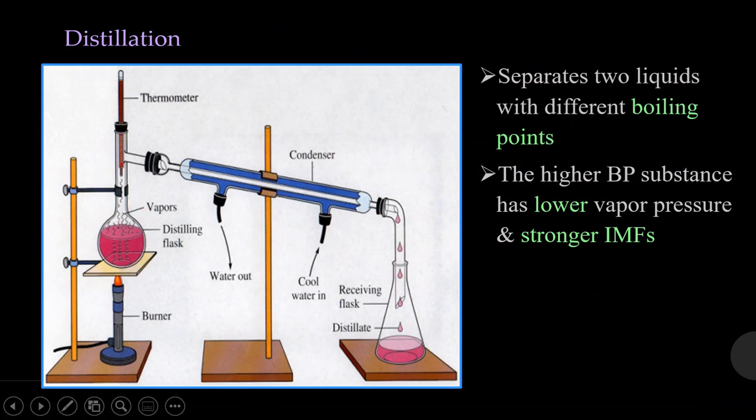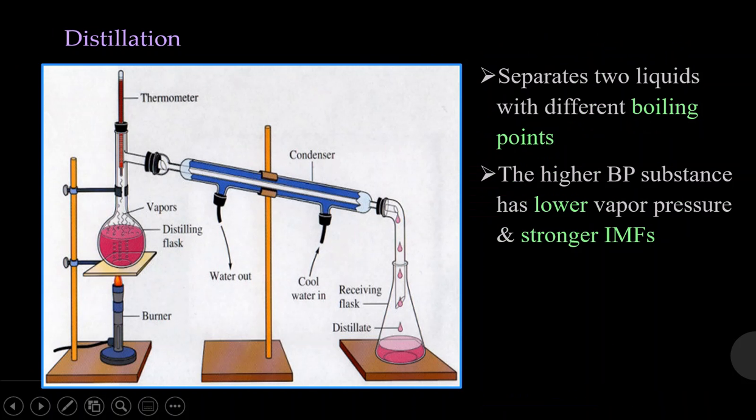Now let's talk about distillation. Distillation, they usually ask one or two questions about. Distillation separates two liquids with different boiling points. The higher boiling point substance has a lower vapor pressure and stronger IMFs.